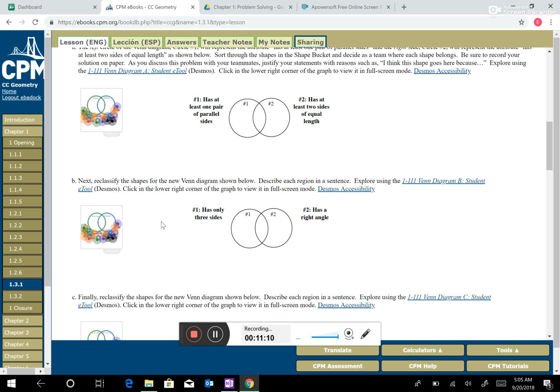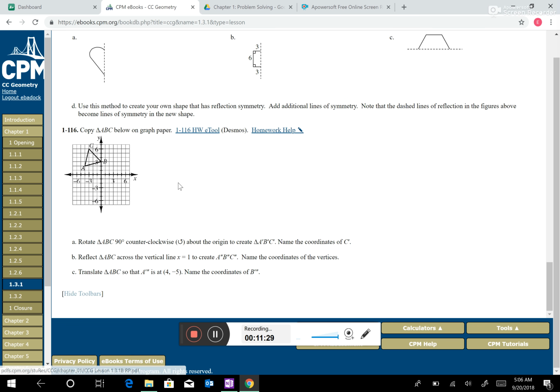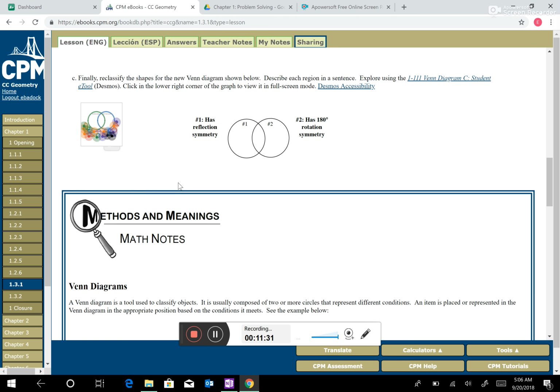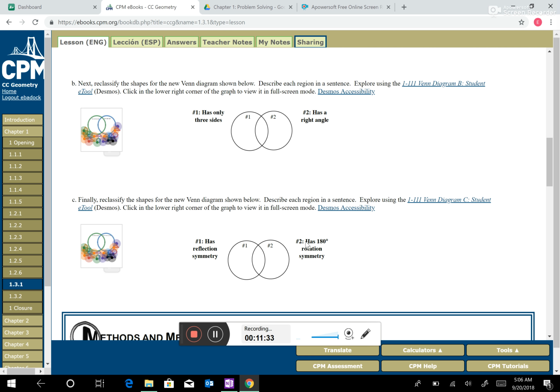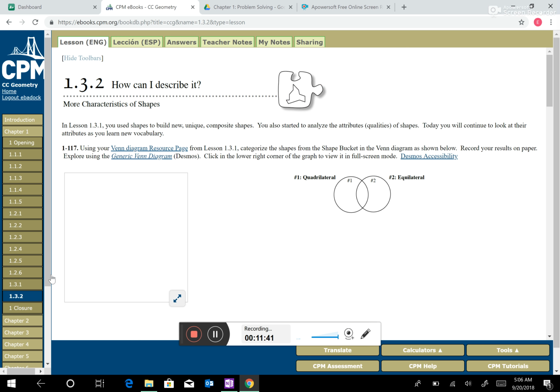Remember, a shape can only go in the Venn diagram once. So if you decide to put square in the middle of the Venn diagram, you cannot also put square in number 2 and number 1. If you put the square in the middle, that means it's in both circle 1 and 2. So this is all just your shape bucket, referring back to shapes, knowing whether they have reflection symmetry, rotation symmetry, has a right angle, has 3 sides, all of that fun stuff. And then 1.3.2 was basically an extension of that.